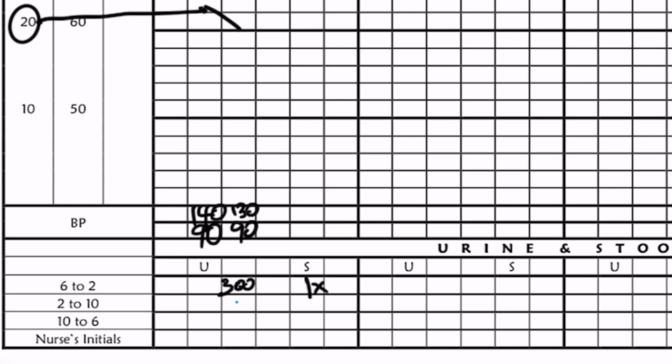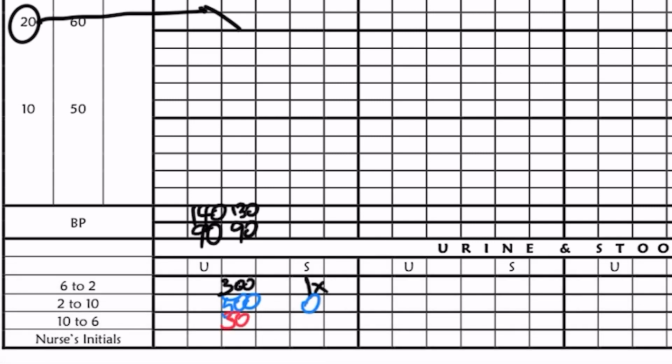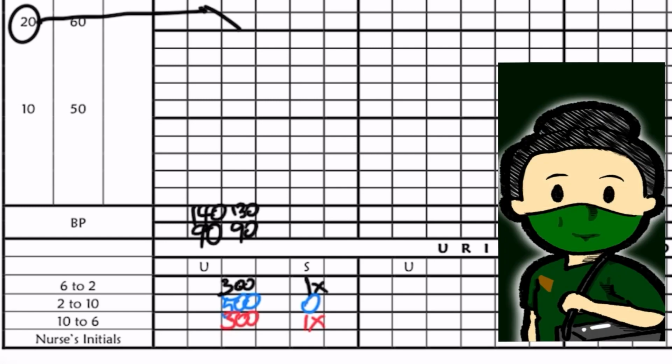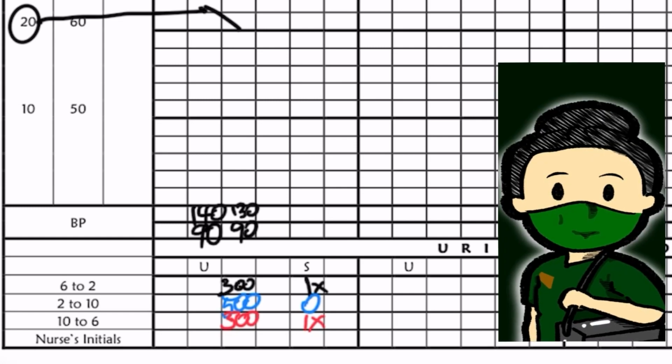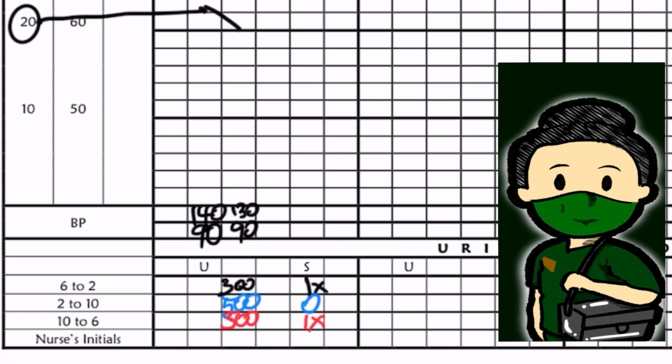So here, Mrs. Diaz has had 300 cc of urine output in the morning and 1 bowel movement, written in black. In the PM shift, she's had 500 cc of urine output and no bowel movement. And for night shift, she's had 500 cc of urine output and 1 bowel movement. Always remember to sign your initial after every recording of any data.